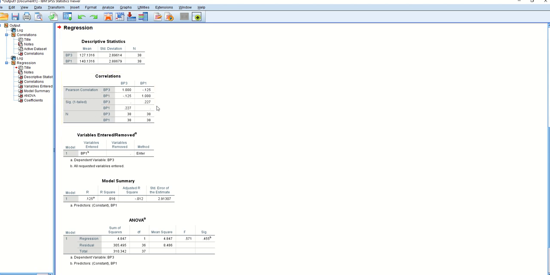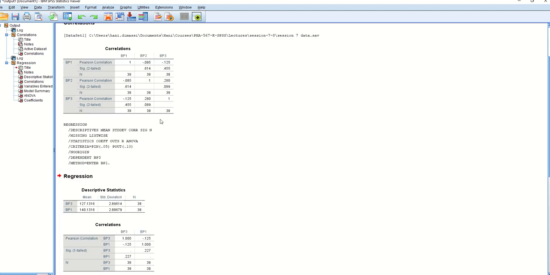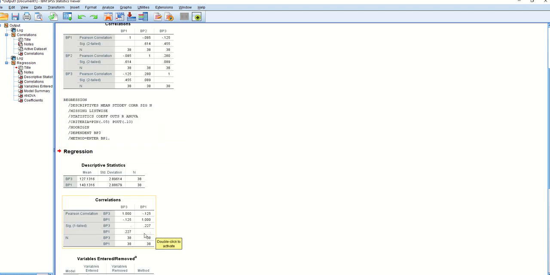It's not statistically significant. So let me go back to the Pearson correlation here. Blood pressure 1 and blood pressure 3, if you look at them, the Pearson correlation is negative 0.125, exactly what we had, and the significance is 0.455. It's not exactly the same because it's doing a one-tailed significance and not a two-tailed. If you multiply the one-tailed significance by 2, you would get the exact same p-value we had above.